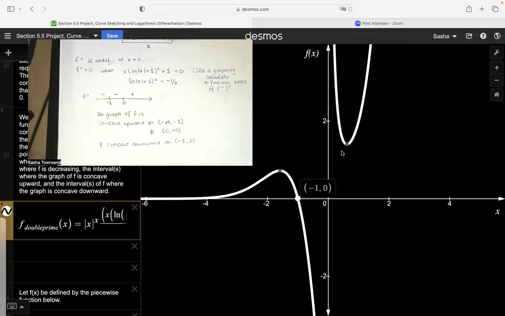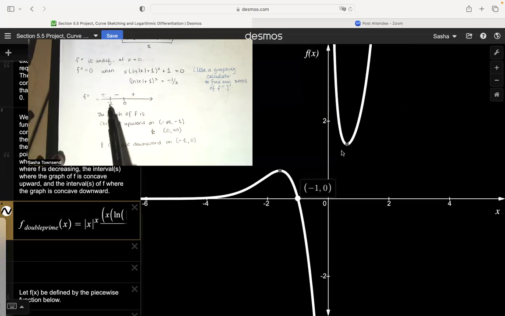Now, any x value on the original graph where the graph goes from concave upward to concave downward, or concave downward to concave upward, is the x coordinate of a point of inflection. A point of inflection actually is an xy pair.